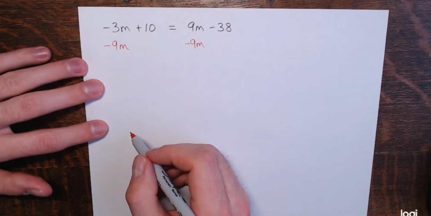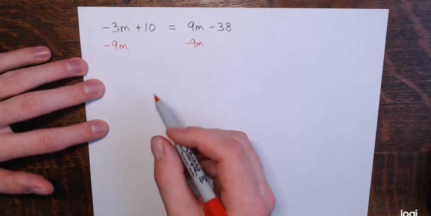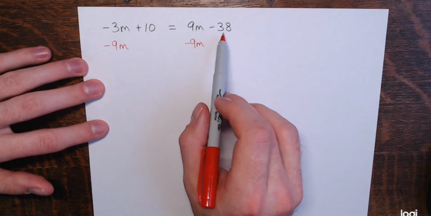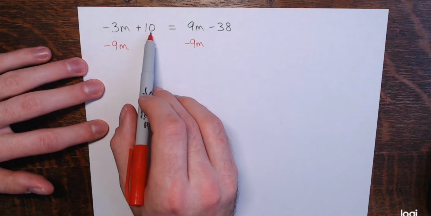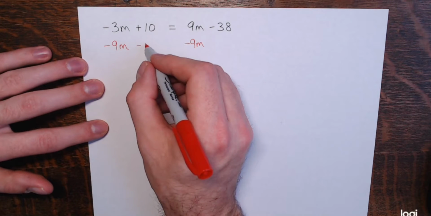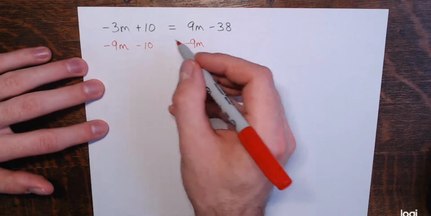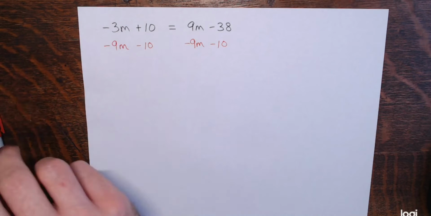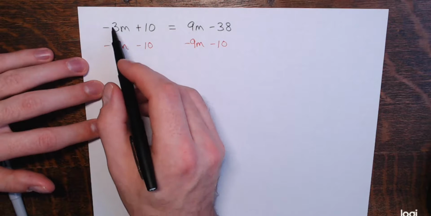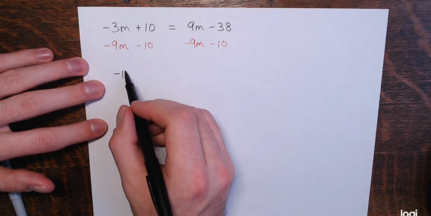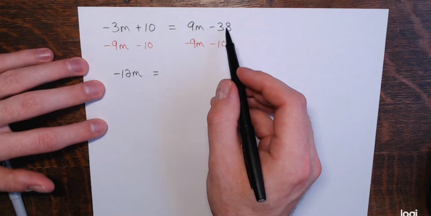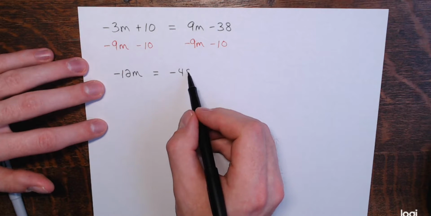Alright, then the terms without a variable I want on the right side. Negative 38 is already on the right side, so I'll leave it. It's this positive 10 I don't want on the left, so I'm going to subtract 10, right? That'll make 0. And do the same thing to the other side. Combine like terms. The left side, negative 3m minus 9m would be negative 12m. And then the right side, negative 38 minus 10 would be negative 48.